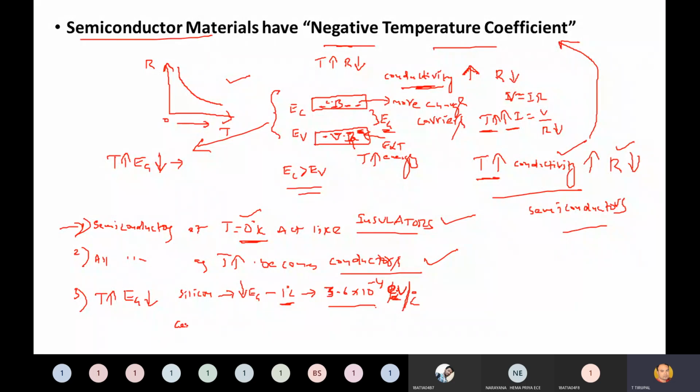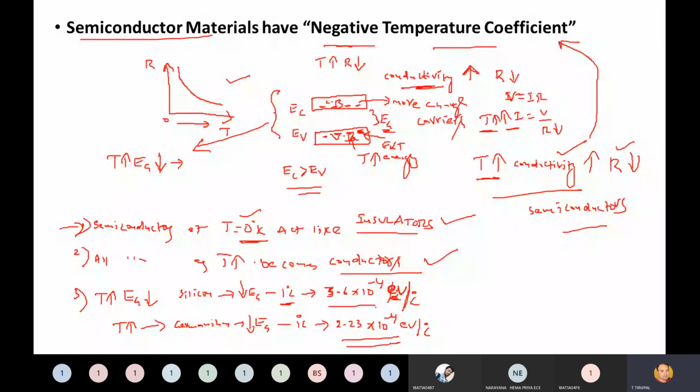Similarly for germanium, the energy gap decreases because we are increasing temperature. Even for germanium, as temperature increases, the energy gap decreases. How much? For every 1 degree C rise in temperature, it decreases by 2.23 into 10 power minus 4 electron volts per degree C.